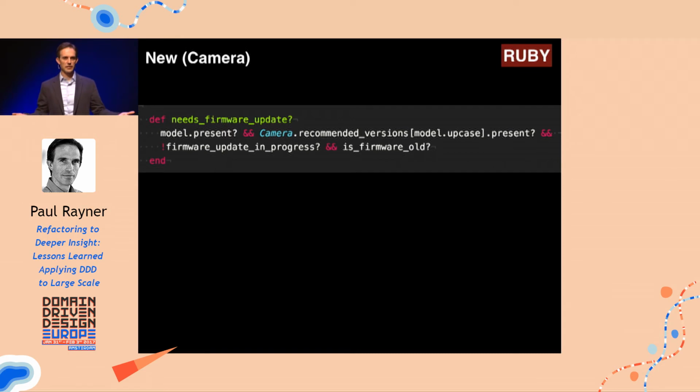So we refactored it to this. Ubiquitous language in the code. So if the model is present in the information we get from the camera, and there's a recommended firmware version for this camera, and that's present, and the firmware upgrade is not already in process, and the firmware is old, we need a firmware upgrade.